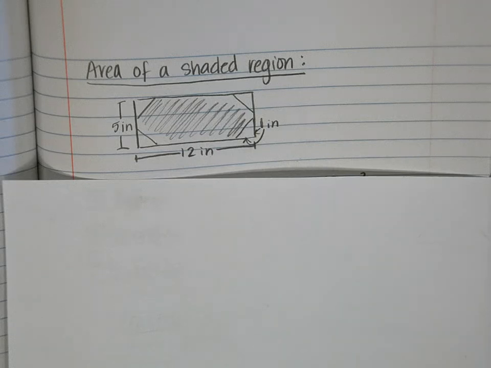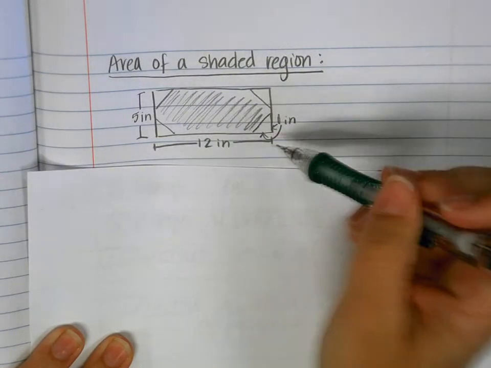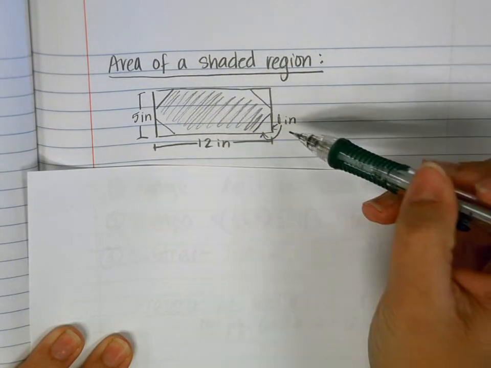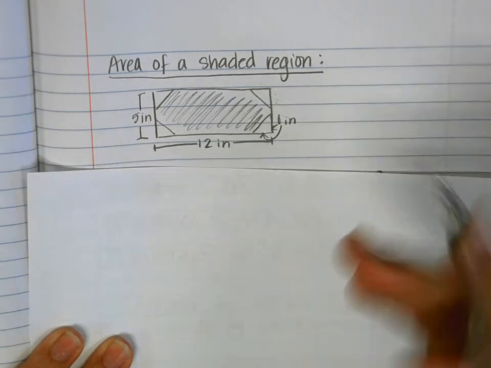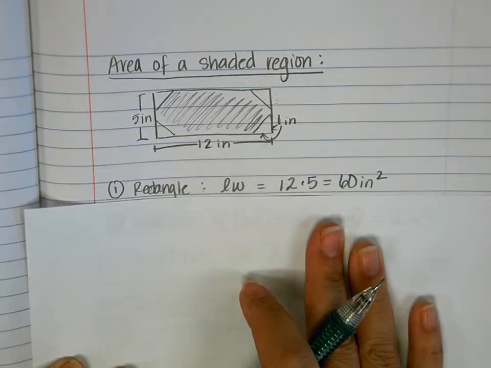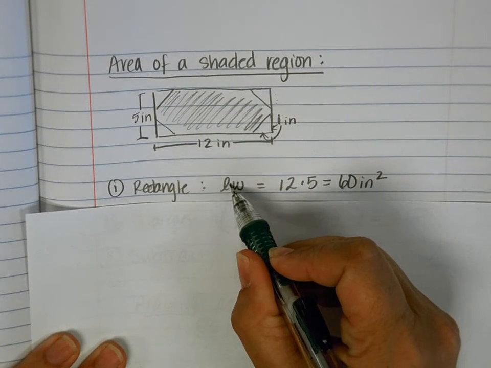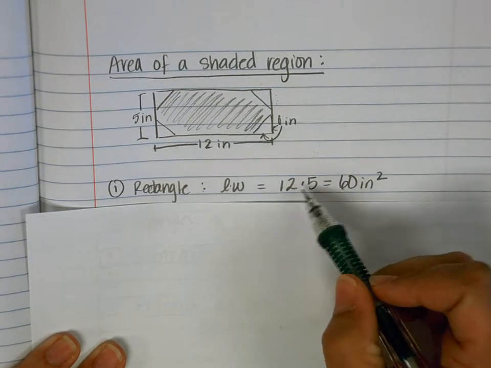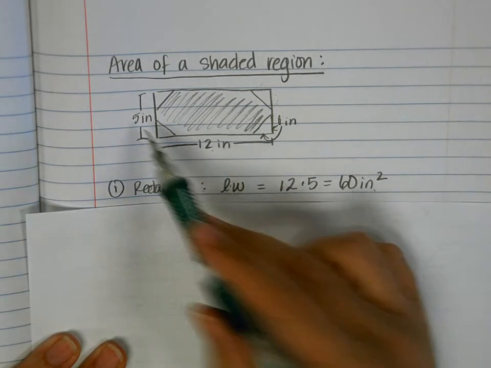Okay? So this one, we have a height of 5 inches, we have a width of 12, and then these little triangles are 1 inch each. So what we want to do is find the rectangle first. That's length times width. So 12 times 5 is 60. Everyone agree with that? 12 times 5.